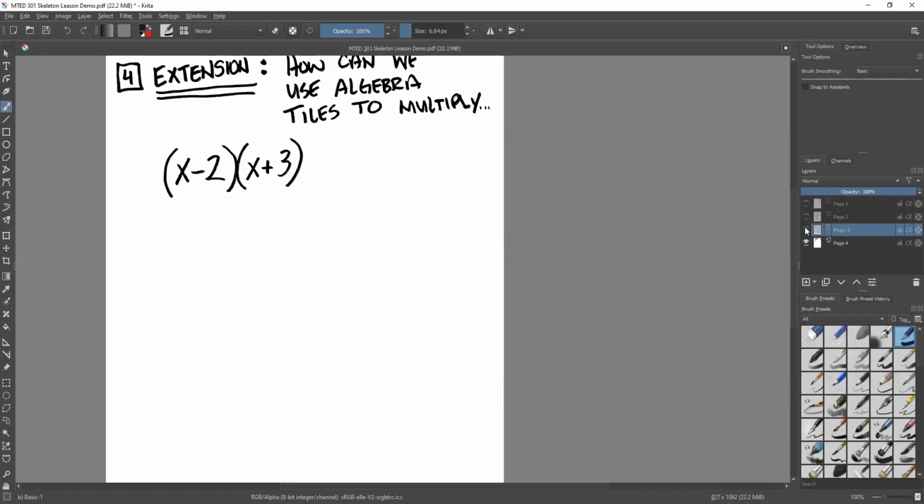Now take a look at this one. Notice something different about it. How would this change our method? And how can we represent this binomial with the algebra tiles that we use?